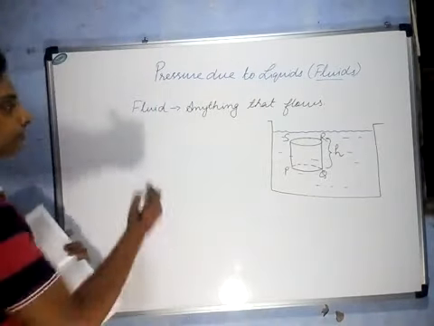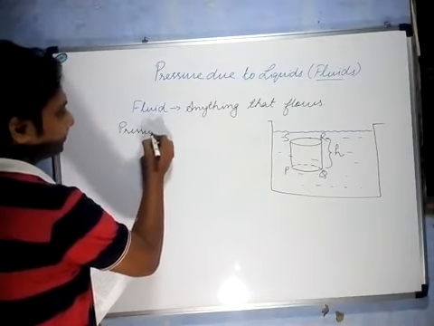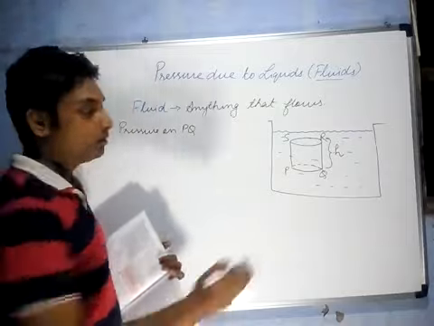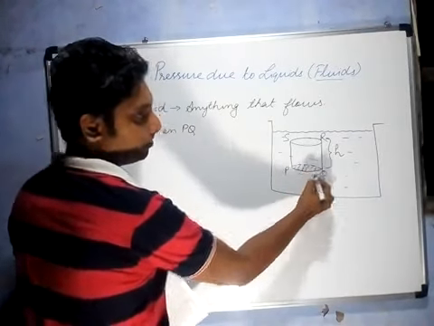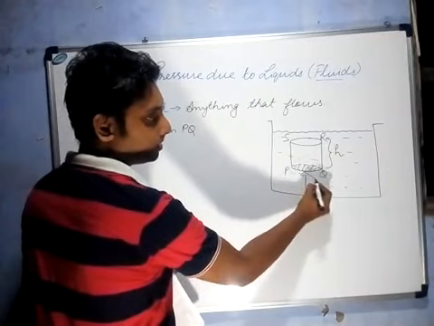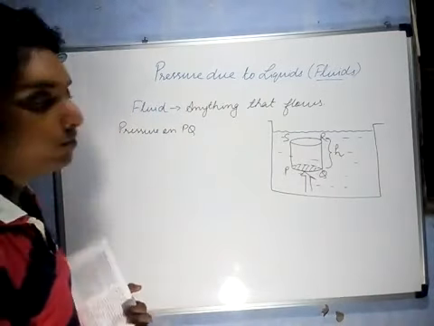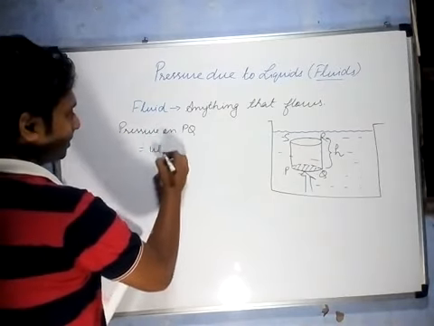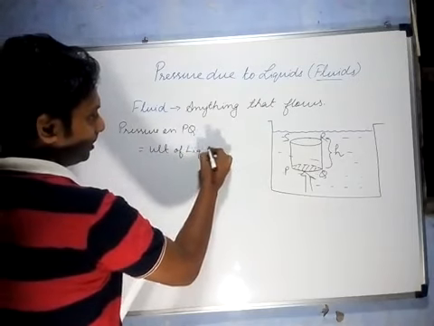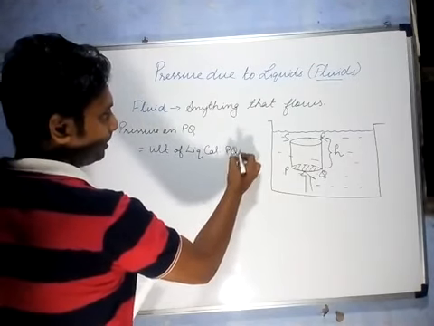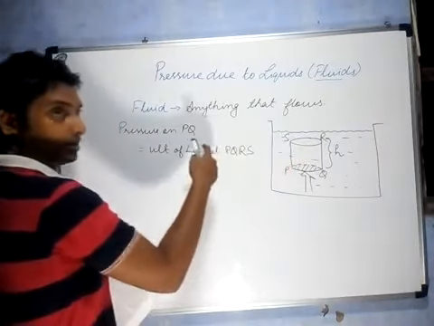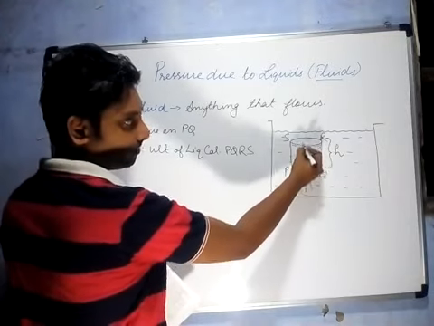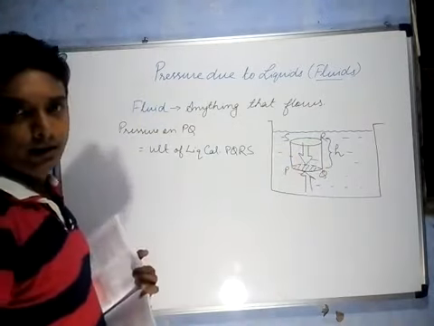So first of all, pressure on PQ. Now I think you all can see PQ, this part is the PQ. So we will try to understand how much pressure is applied on the surface PQ by the water. So that is equal to the weight of the liquid column PQRS. Whatever is the weight of the column of this liquid, that much pressure will be applied on this from the top, right?